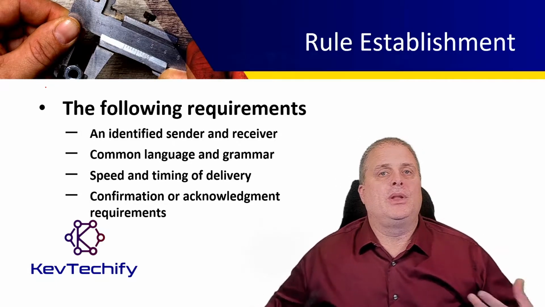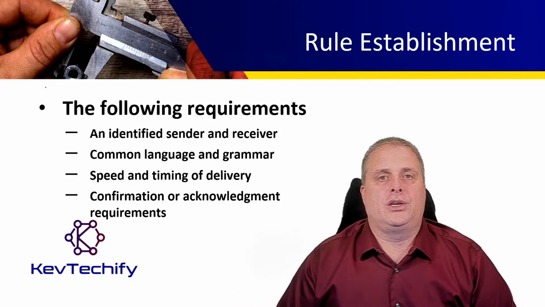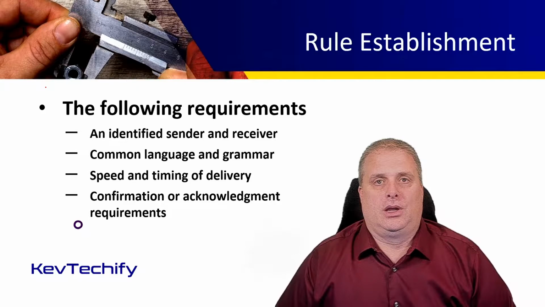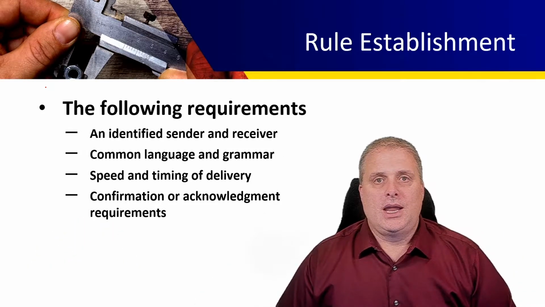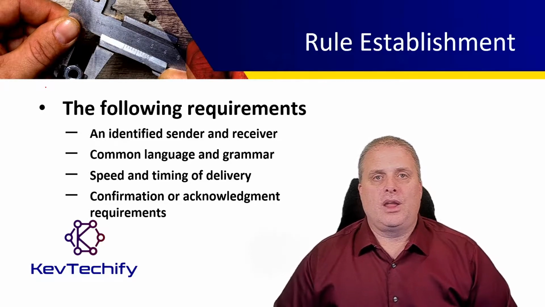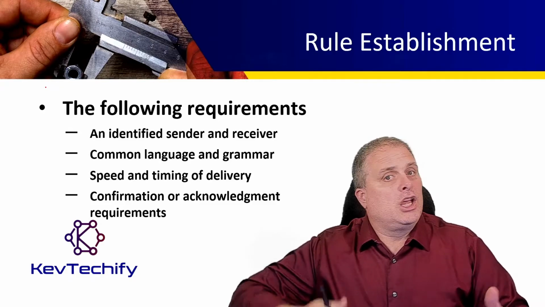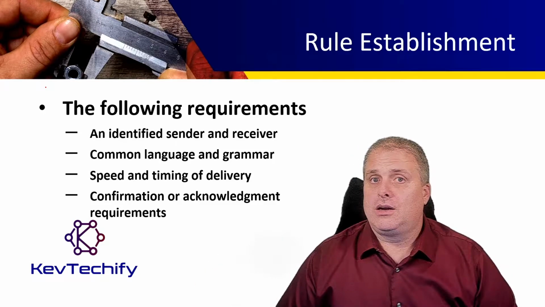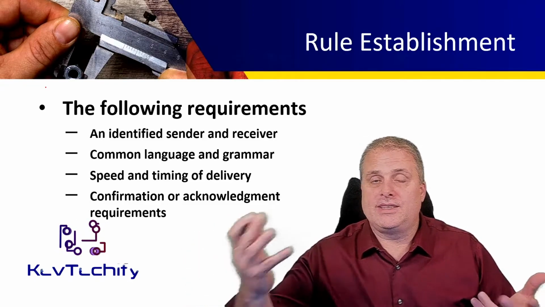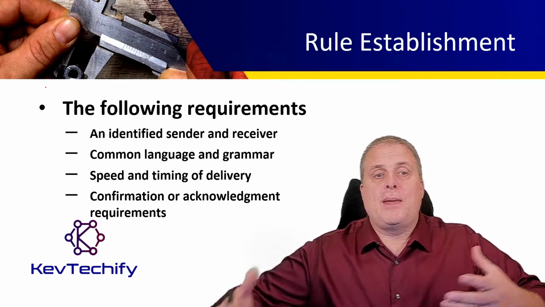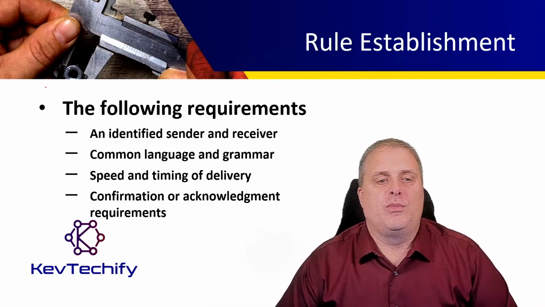We need to use a common language and grammar. We need to use the right words and the right punctuation to have it make sense to us. We also need some speed and timing of the delivery, right? If Serenity sent that message to her brother Wyatt about her being hungry, and it took 12 hours to get there, Serenity's probably not hungry then. Definitely Wyatt has eaten twice since then. And so that message is delayed, and it's not going to help anybody.